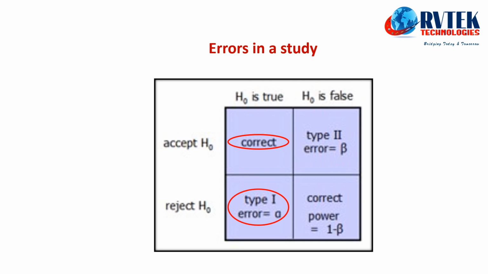Third scenario is that null hypothesis is false in the population and we are rejecting the null hypothesis. That is, study is correct. Null hypothesis is false in the population and we are rejecting the null hypothesis. Study is correct. Fourth scenario is null hypothesis is false in the population and we are accepting the null hypothesis. That is an error known as type 2 error or beta error.